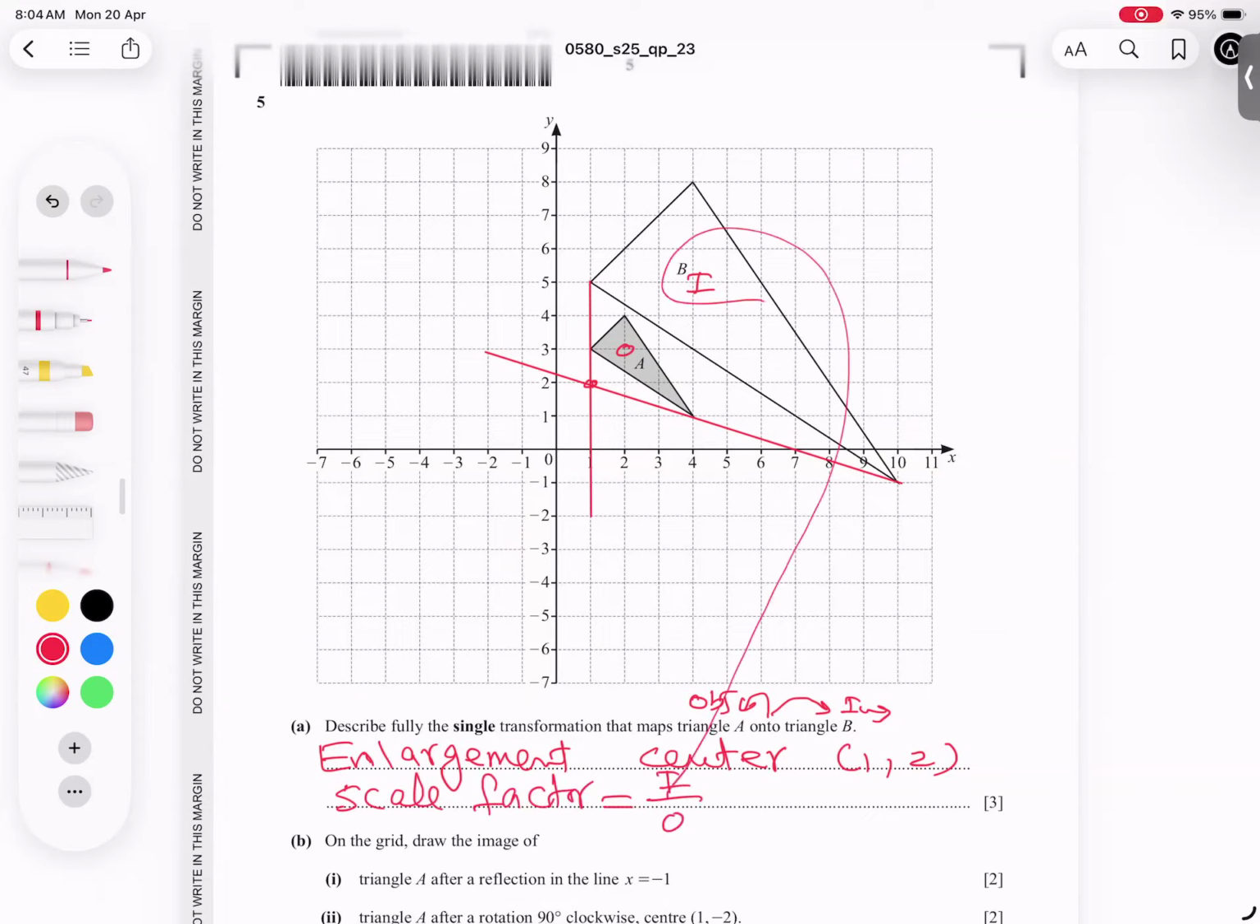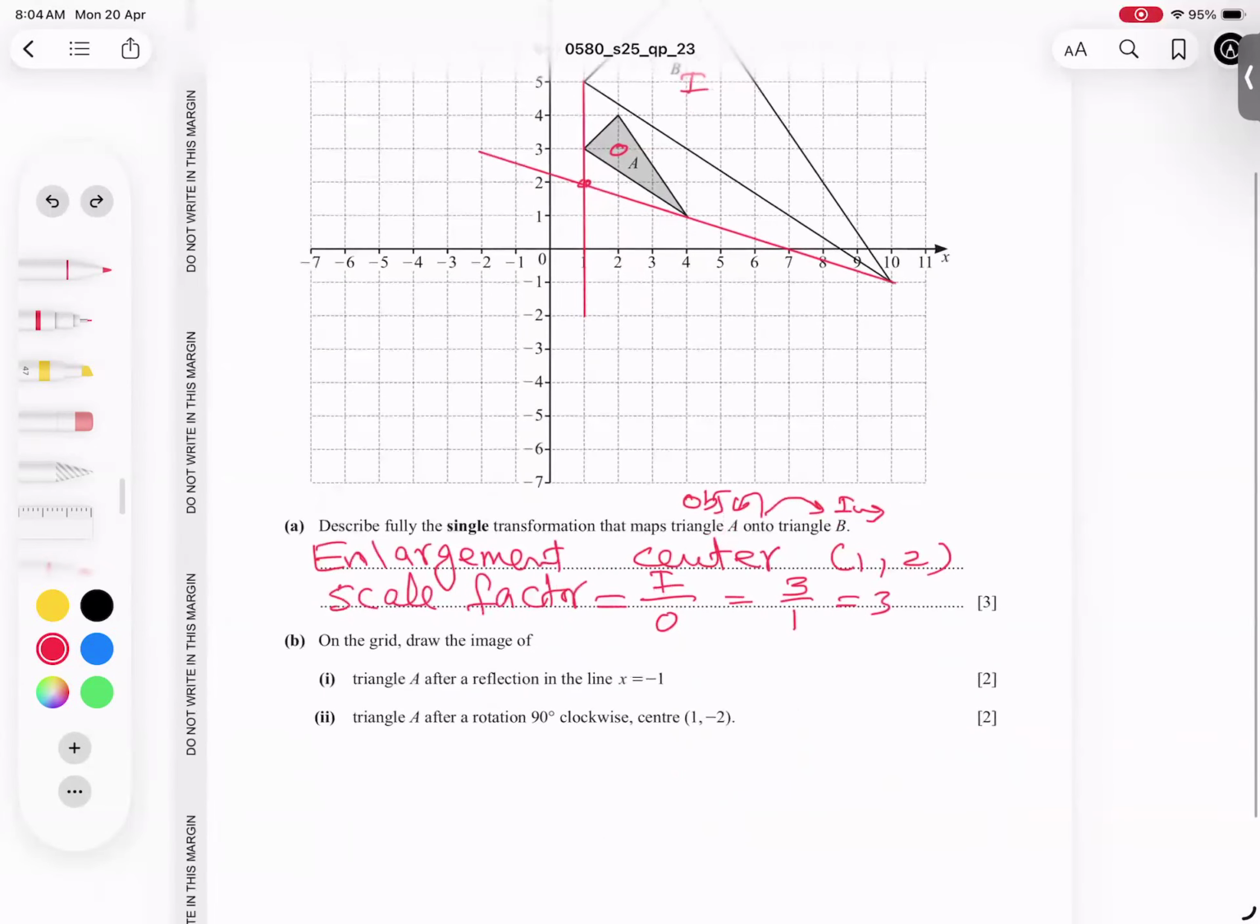So I should count these boxes and these boxes. 1, 2, 3 boxes. Check it: 1, 2, 3. And the other is 1 only. So 3 by 1. And a more important part: if the center comes on one side, the scale factor is positive 3. If the center comes in the middle of the object and image, then it must be negative 3. I think this part is also clear. Let's go for the next part.